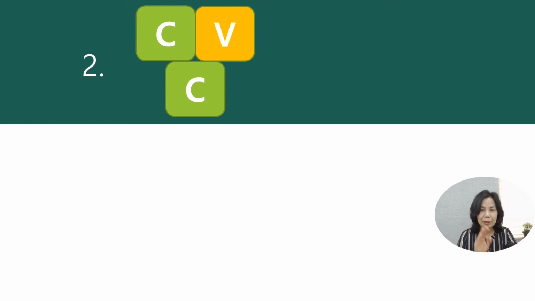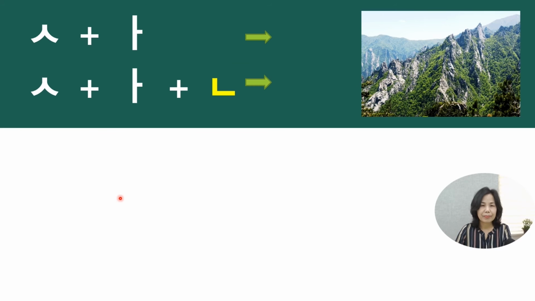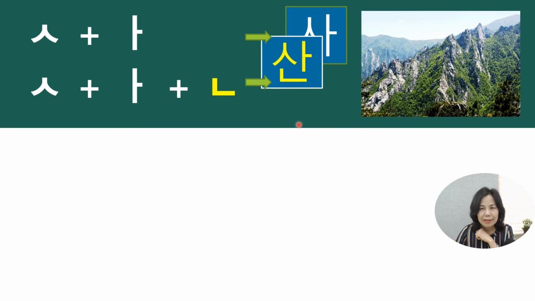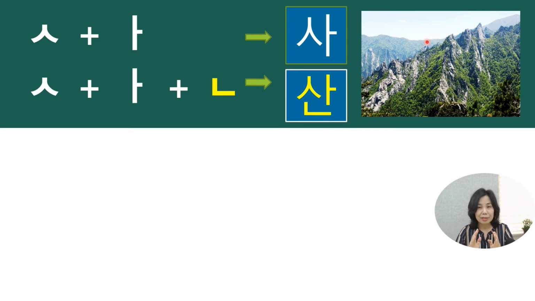Consonant, vowel, and final consonant. For example, mountain is 산 in Korean. ㅅ meets ㅏ will be 사. And if you add one more consonant ㄴ at the bottom, it will be 산. Please memorize. You should put the final consonant together in a block.